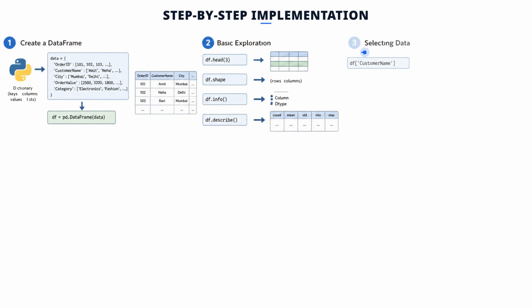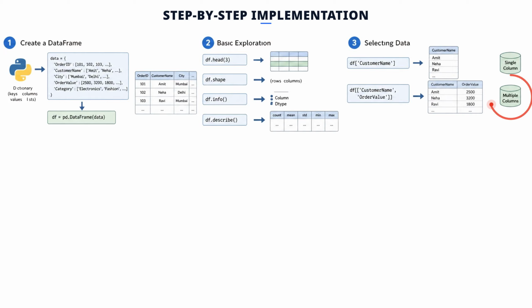Next, we have selecting data. When you want to isolate specific information, you simply pass the column name like customer name inside brackets. That pulls out just a single column. If you need to analyze multiple features together, you pass a list of names inside those brackets, giving you multiple columns side by side.